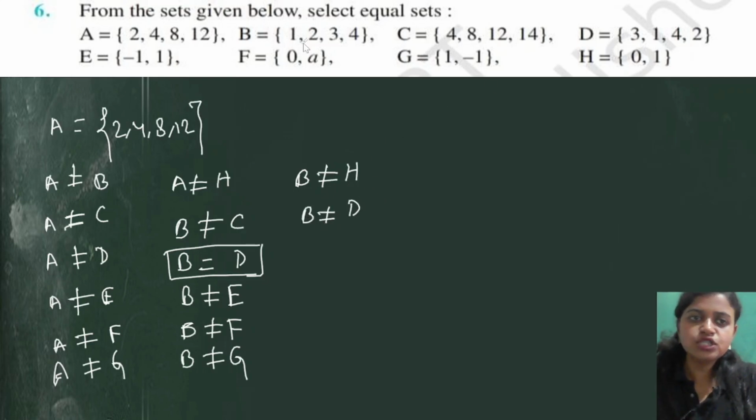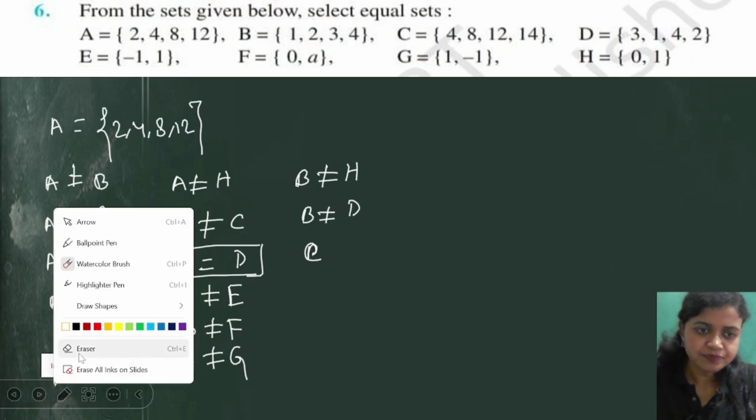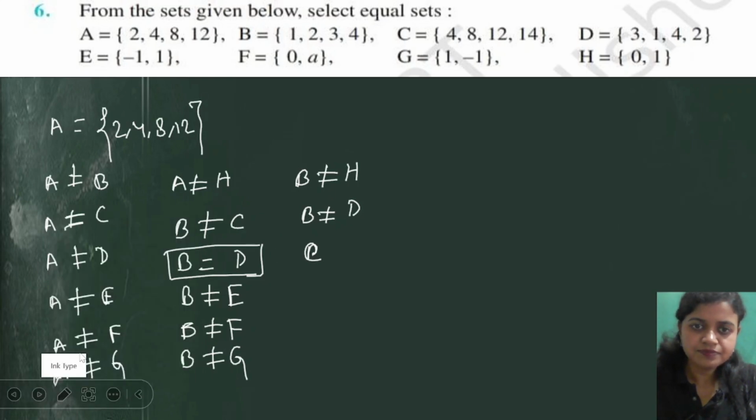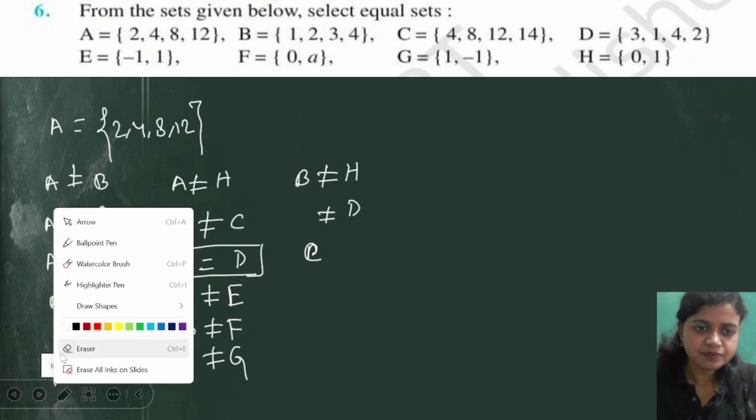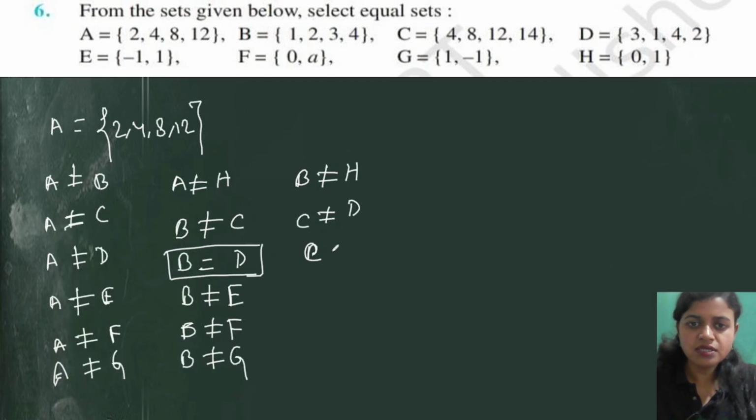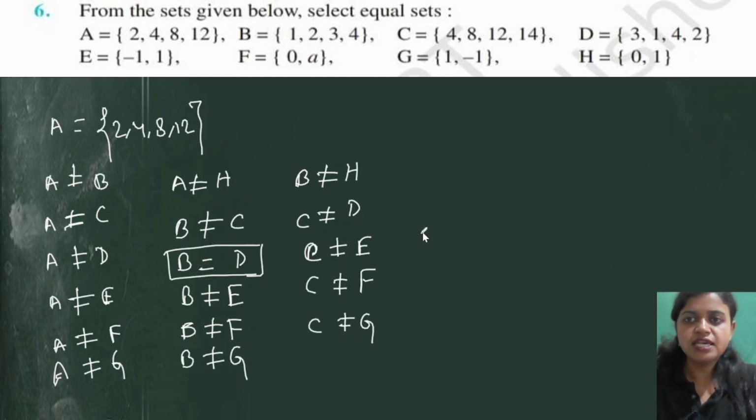Next C to E. Minus 1 is not in C. That's why we'll write C not equal to E. C and F, not equal to F. C not equal to F. C and G, no. C not equal to G. C and H, no. C not equal to H also.